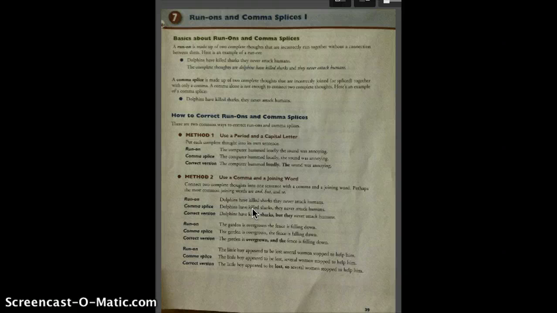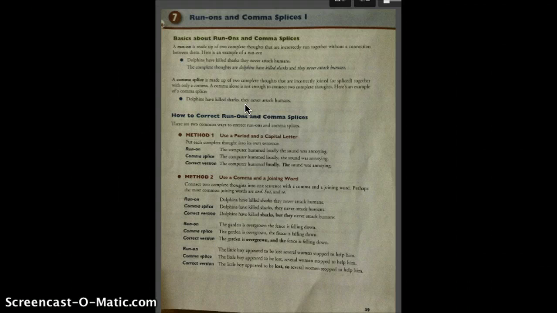A comma splice is made up of two complete thoughts that are incorrectly joined together or spliced together with a comma. A comma alone is not enough to connect two complete thoughts. Here's an example of a comma splice. Dolphins have killed sharks, comma, they never attack humans. As you look at that sentence, you can see that they simply put a comma in order to put the two sentences together. This is incorrect.